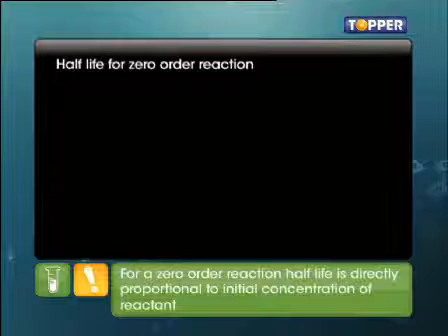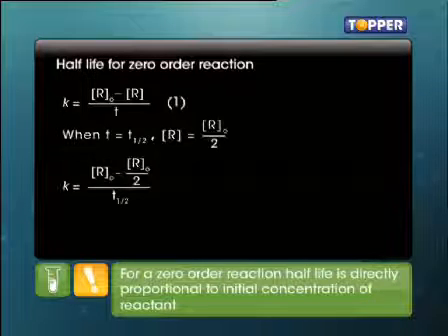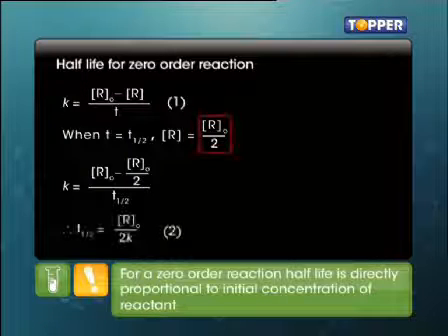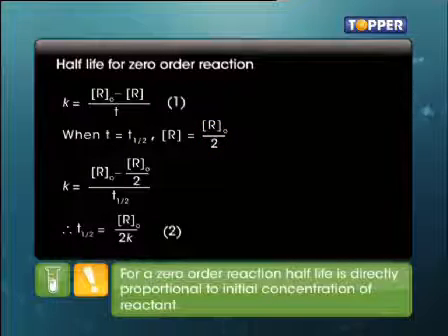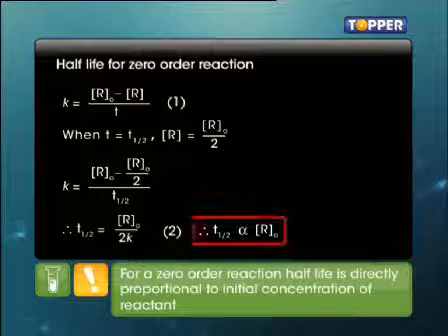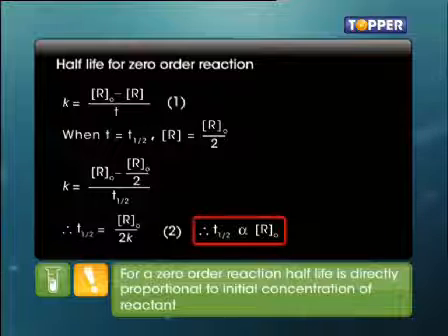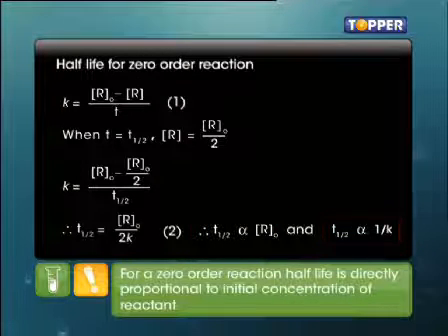For a zero-order reaction, half-life is obtained by writing the concentration of the reactant as half of its initial concentration. This gives equation 2. Thus, t half is directly proportional to the initial concentration of reactant and inversely proportional to the rate constant.